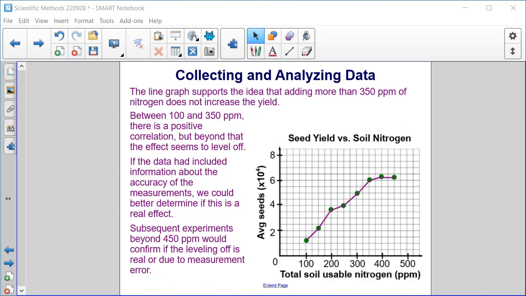The line graph supports the idea that adding more than 350 parts per million of nitrogen does not increase the yield, as we can see the graph level off here. Between 100 and 350 parts per million, there is a positive correlation, but beyond that, the effect seems to level off. If the data had included information about the accuracy of the measurements, we could better determine if this is a real effect. Subsequent experiments beyond 450 parts per million would confirm if the leveling off is real or due to measurement error.